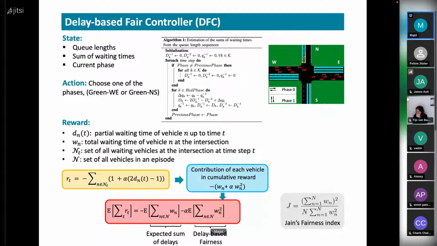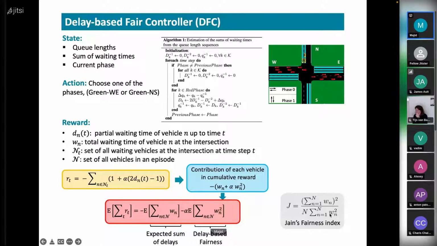So the second term actually corresponds to the delay-based fairness. The reason is that if one of the cars experiences a large delay, it will penalize the algorithm, to penalize the controller.